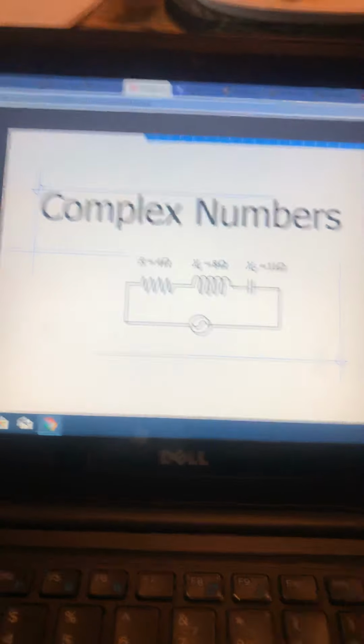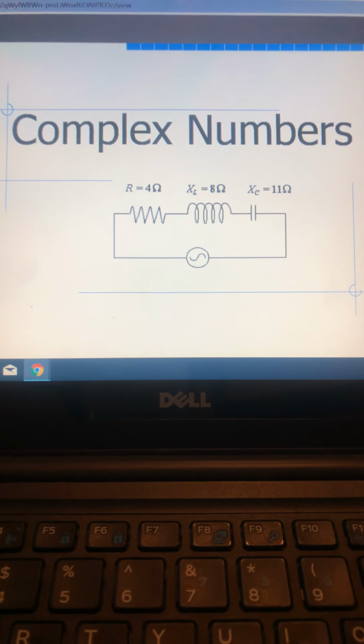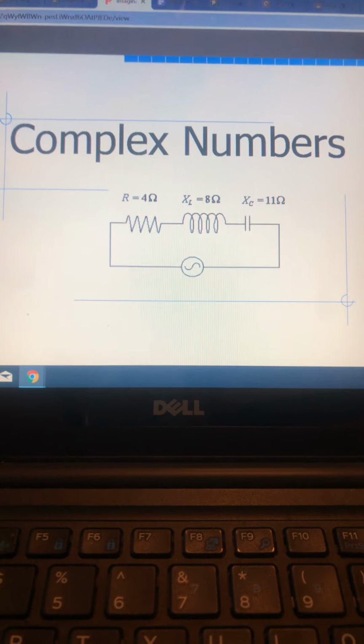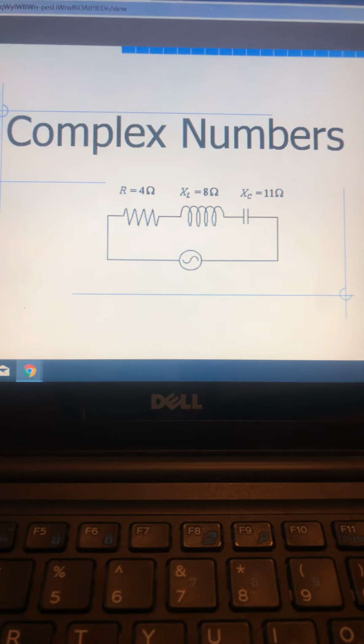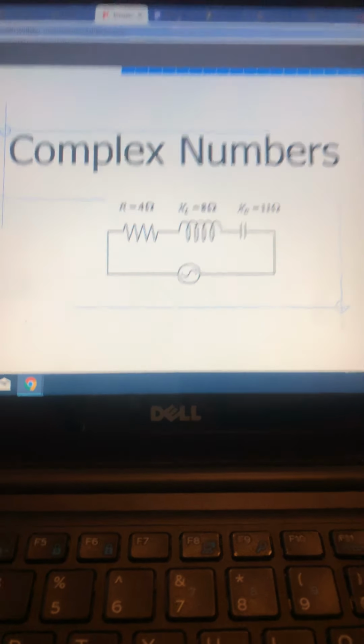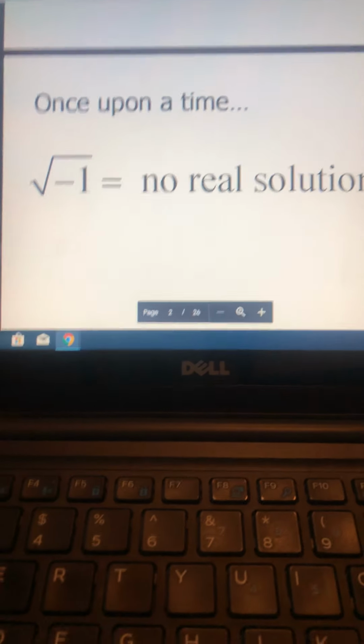Okay, so we're going to start talking about complex numbers today. You need to be in Google Classroom and following along on your PowerPoint as I go through this. I'll probably have to do this in a couple of videos. I am using YouTube videos that I've uploaded here for you to watch. So let's talk about, first of all, where imaginary numbers come from.